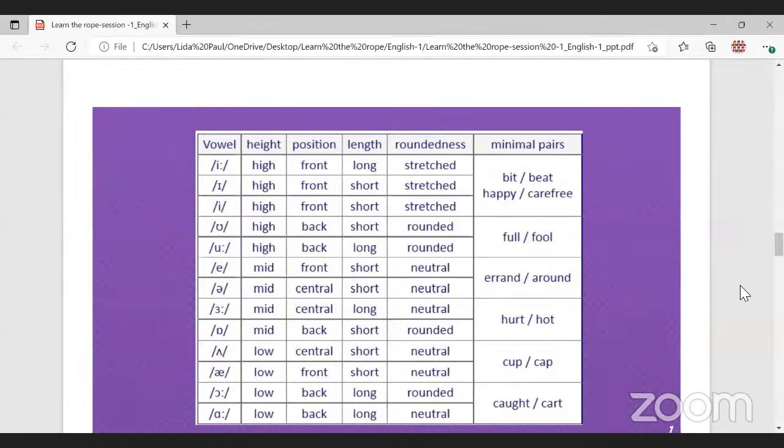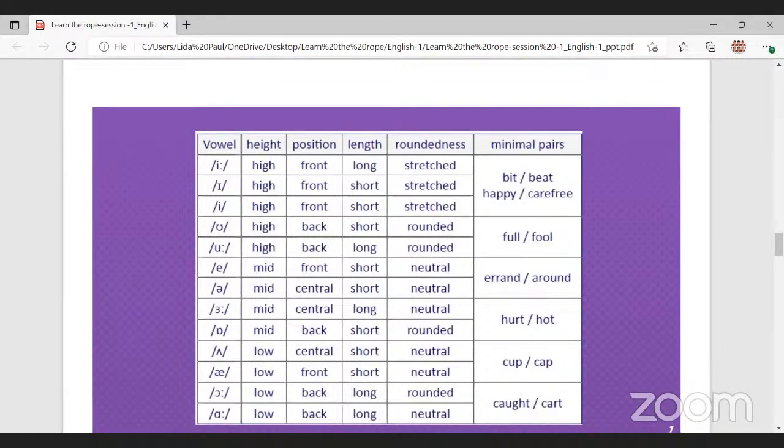For your convenience, they have also included examples. Minimal pairs means the words that differ in only one sound from each other. That has been particularly facilitated for you to see the difference between the long and the short vowels. So you can take a closer look at this chart.